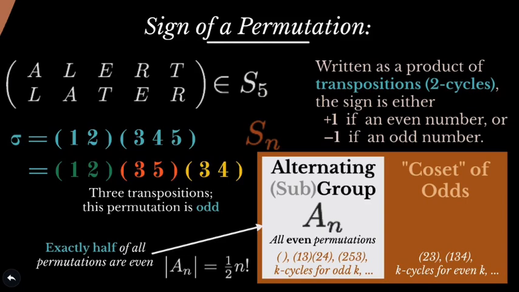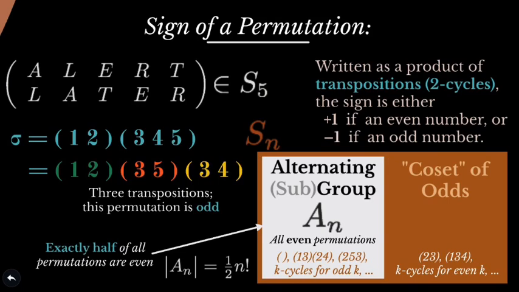And if the number that I use is an odd number, as in this example, I can take this 3, 4, 5 and write it as 3, 5, 3, 4. If that number is odd, then I call that permutation an odd permutation. If it's even, I call it an even permutation. And the subset of even permutations actually forms a group called the alternating group. So the alternating group is nothing more than the set of all even permutations.